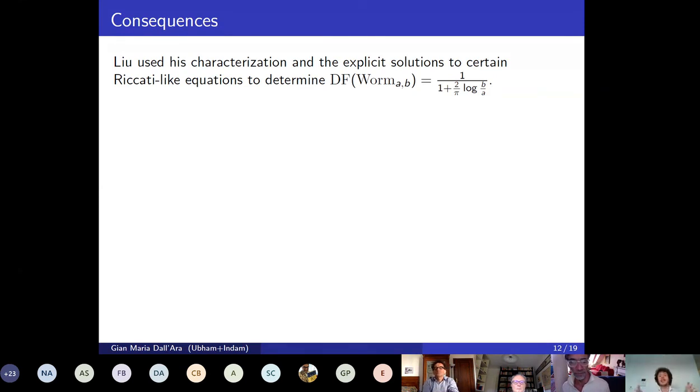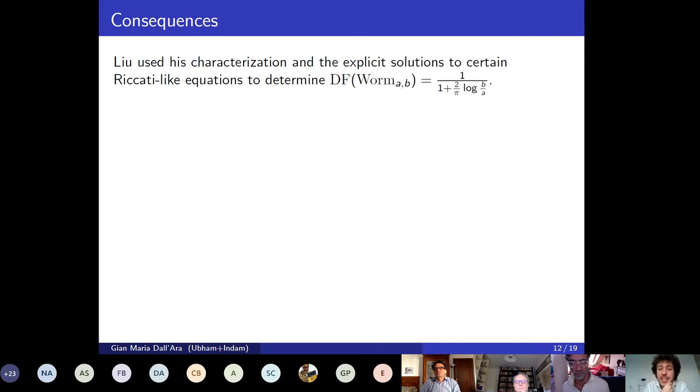Remember that worm domains contain an annulus on their boundary, and a and b are the parameters defining the two radii of the annulus. So b over a is just parameterizing all the possible complex structures on an annulus, and this is the parameter that determines completely the Diederich-Fornaess index of the domain. And as you see, this index is never 1. It's always strictly less than 1.